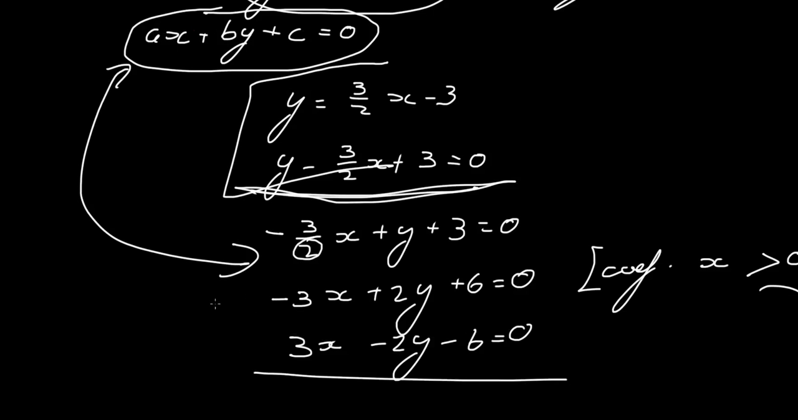It's just simple algebraic manipulation. Okay. Next they talk about another form for the straight line graph, which is the intercept form.